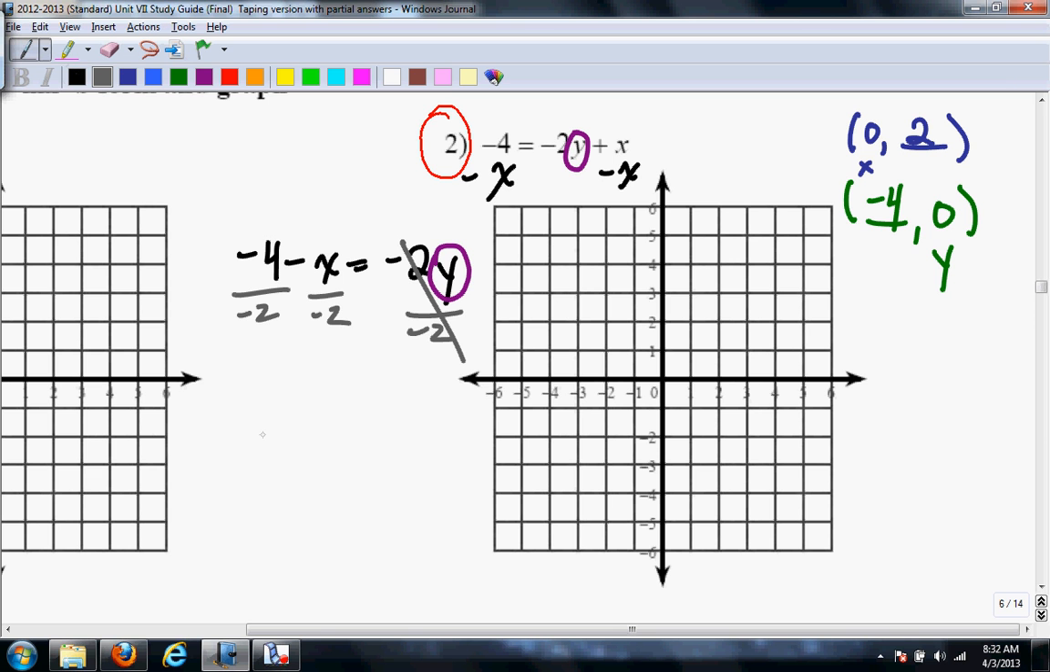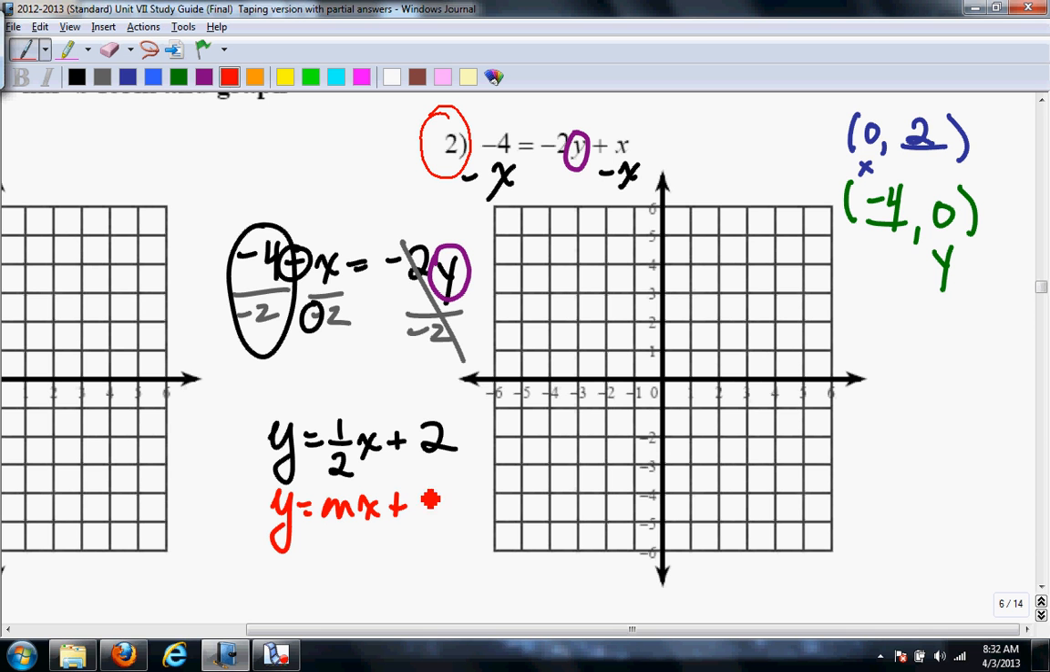And now I'm going to bring it around because you guys are used to seeing y first. So we're going to go y equals, negative divided by the negative makes a positive. I have 1/2 x. Double negative makes a positive plus 2. And right underneath, we write y equals mx plus b. We can see our y-intercept is 2, which makes sense because it matches here. And our slope is 1/2.